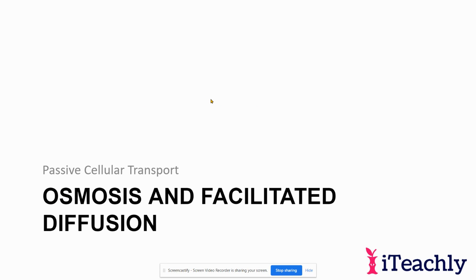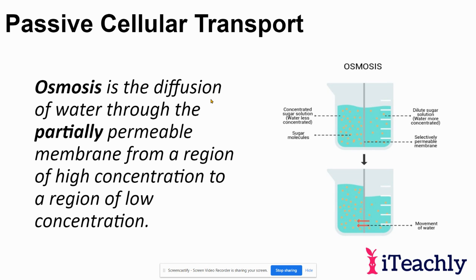All right, so I'm going to talk about osmosis and facilitated diffusion. Osmosis is the diffusion of water through a partially permeable membrane from a region of high concentration to a region of low concentration. When you talk about osmosis, you're talking about water, right? This is important, that you're talking about water.